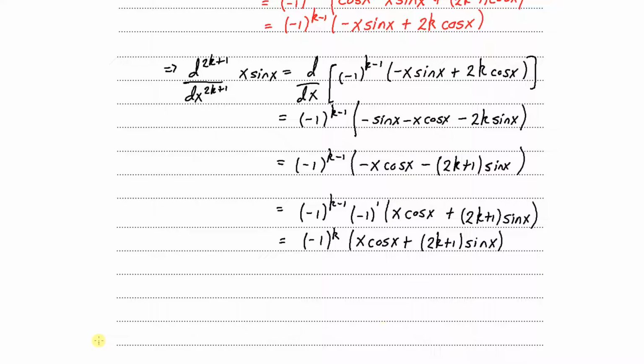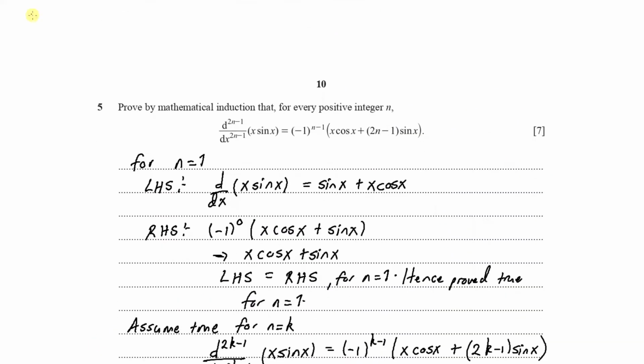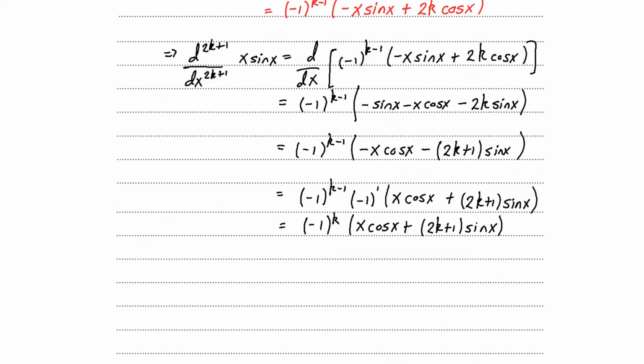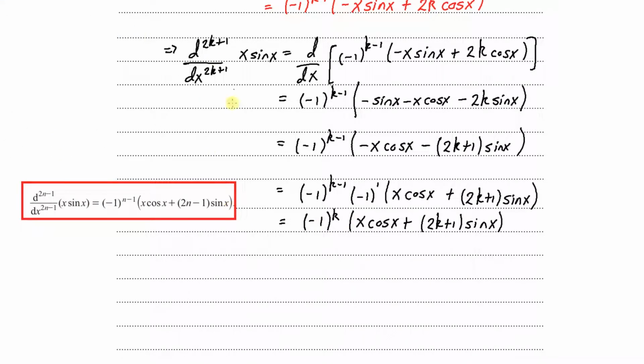Now, how is it the proof, you may ask? Okay, let me take you back to the original formula. Now remember, here we wanted to prove for n is equal to k plus 1. From the original formula, the power of minus 1 is n minus 1. So putting k plus 1 there, that would be k plus 1 minus 1. So in our proof, that should come out to be just k. And we have the k here.